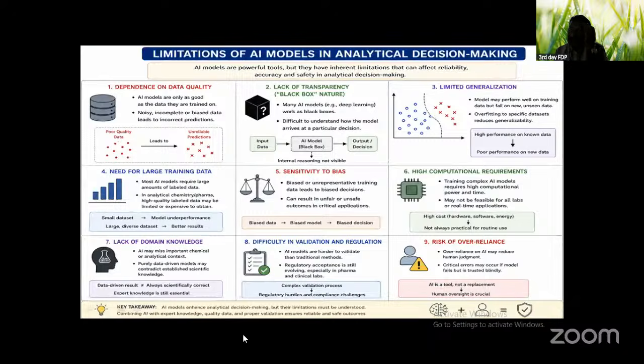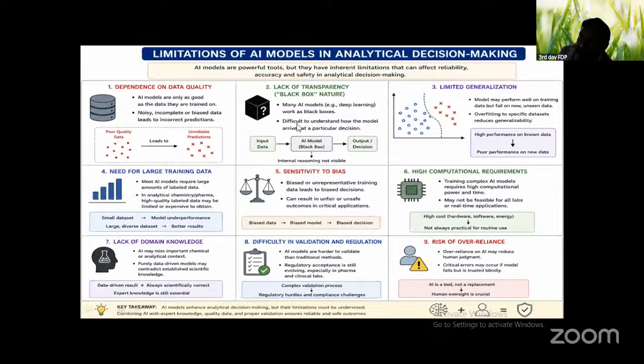Coming to the first limitation of artificial intelligence, it majorly depends on data quality. If we give pure data or non-pure data, the prediction may be incorrect. That's why AI models are only as good as the data they are trained on. Noisy, incomplete, or biased data leads to incorrect predictions. So if we give poor quality data, we get unreliable predictions. That is one major limitation.